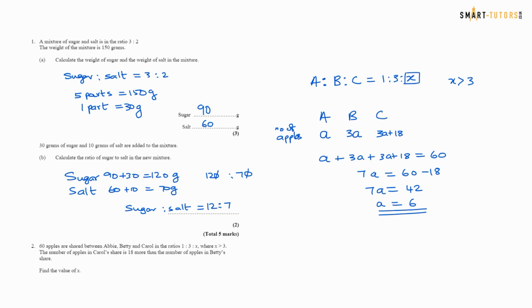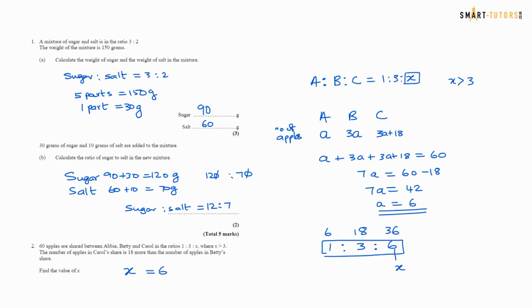So A equals 6 means B is 18 and C is 36. So I can simplify this to 1:3:6. So this is the ratio they shared. So here the X is this number. So the answer for X is 6.